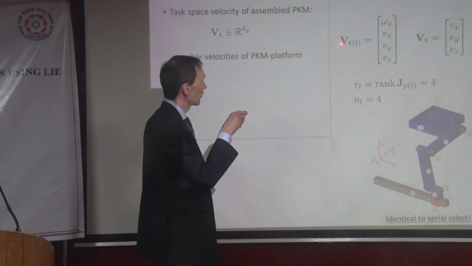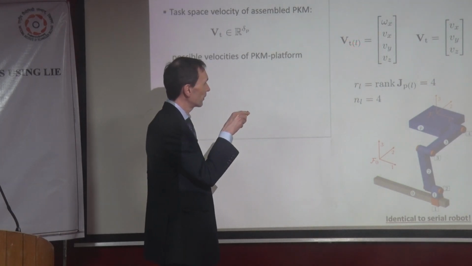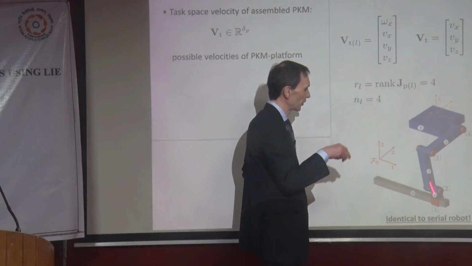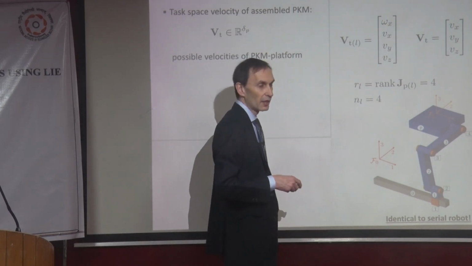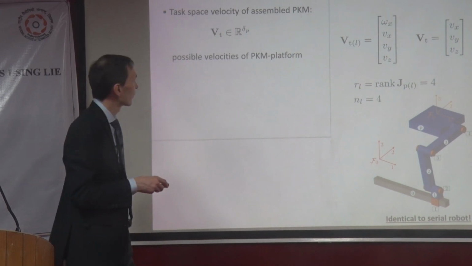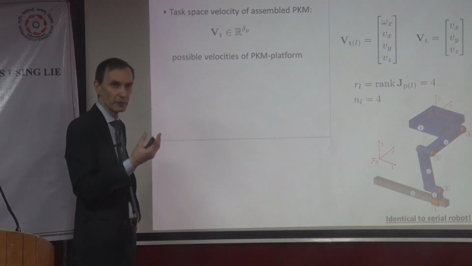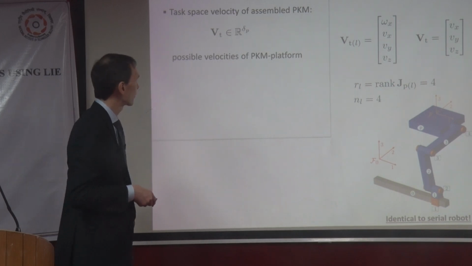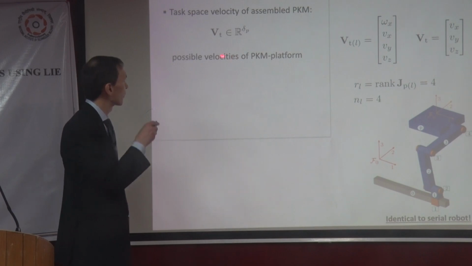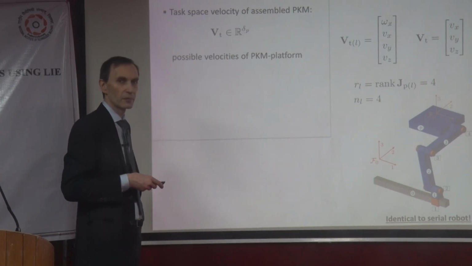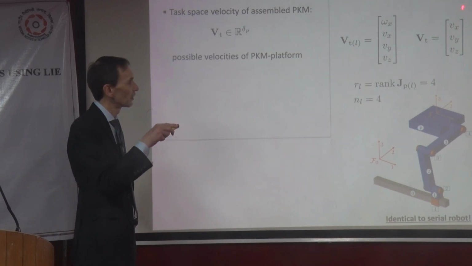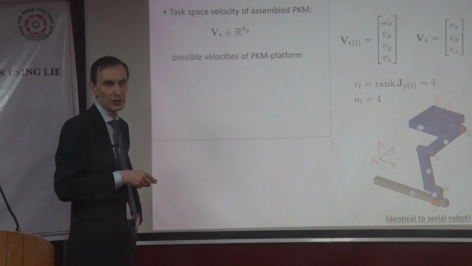Because remember, I said bracket L is the task space velocity of the platform when only connected to this single limb. If the whole thing is assembled, I mean, if the platform is connected to all the limbs, it means that the PKM is completely assembled. Then we have certain velocity again, and we concluded already it's only the ones that comprise the linear velocities, the spatial linear velocity.